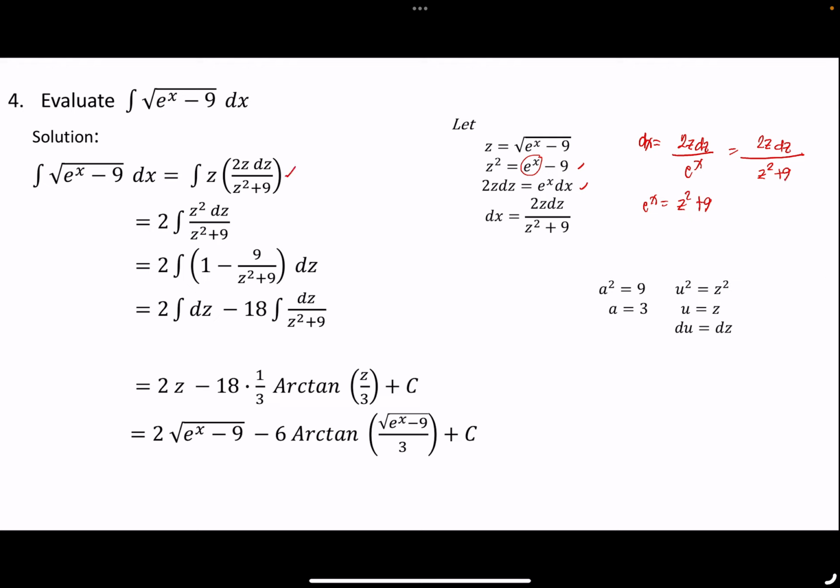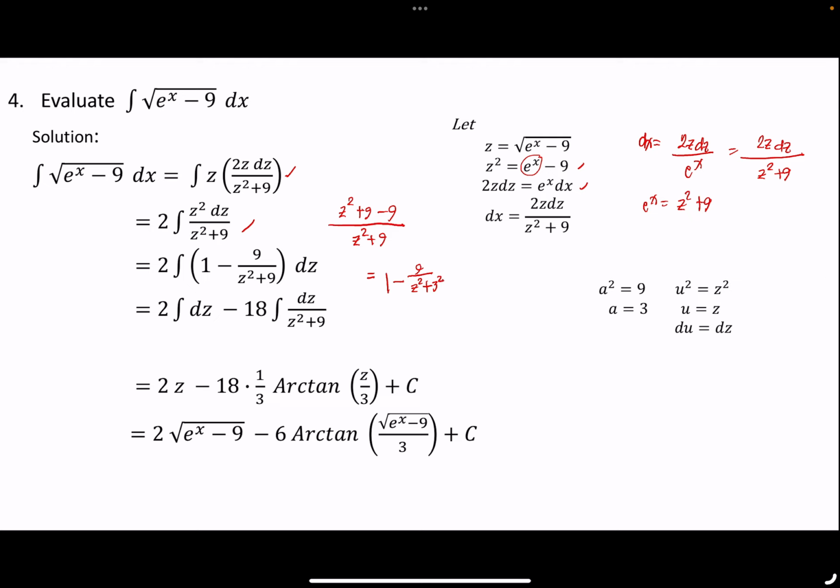So we have now the integral of the square root of e to the x minus 9, which is z, and then dx is 2z dz over z squared plus 9. So we now have 2 times z squared dz over z squared plus 9. We can apply addition and subtraction of suitable terms. So we add 9 and subtract 9 such that if we divide it by z squared plus 9, we will be having 1 minus 9 over z squared plus 3 squared.